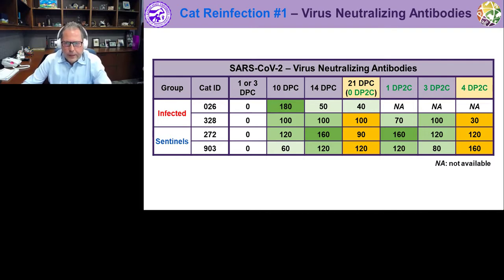In terms of neutralizing antibodies, at the time of re-inoculation, day 21 post-challenge, day 0 DP2C, all of these 3 animals here in brown, which we reinfected, had neutralizing titers of about 1 in 100. And these were maintained throughout the 4 days. It doesn't seem there is an anamnestic response.